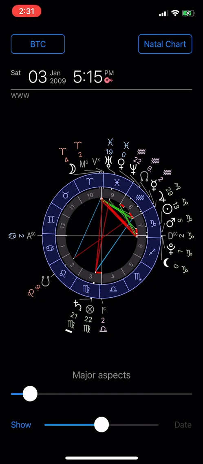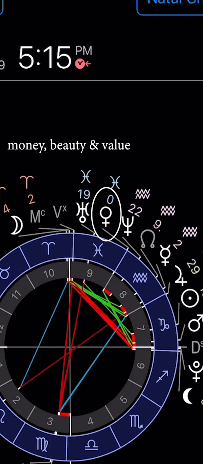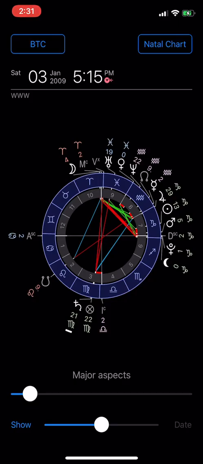Now, if we want to examine the value of this currency, we want to look at Venus, and this will tell us the general value of this project. So Venus is exalted in Pisces, and it's at 0 degrees. Pisces is the sign of the infinite, and it's the sign of chaos and oneness, which are intertwined. Everything is chaos, and everything is also oneness.